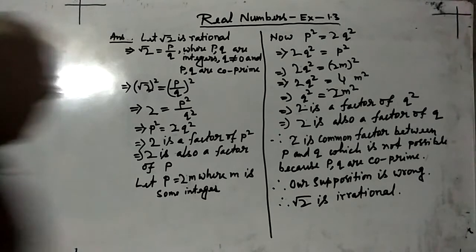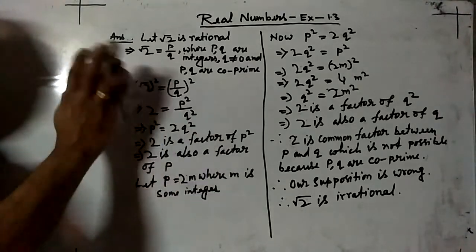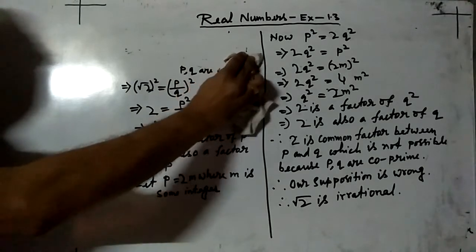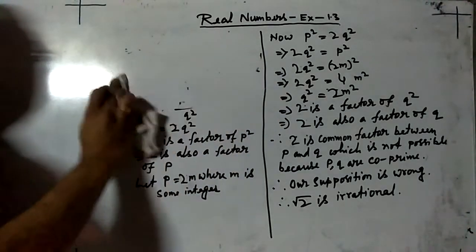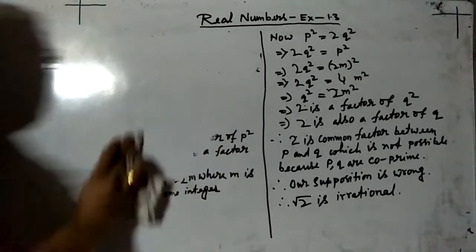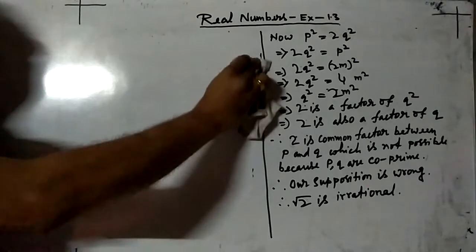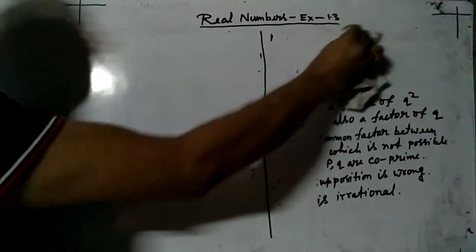Now the next question is question number 2. I hope you understood question number 1, so I am rubbing this. Now I am explaining question number 2. Here 2 types of questions are given. One is root 2, root 3, root 5 are irrational, and the second type is question number 2 type questions.